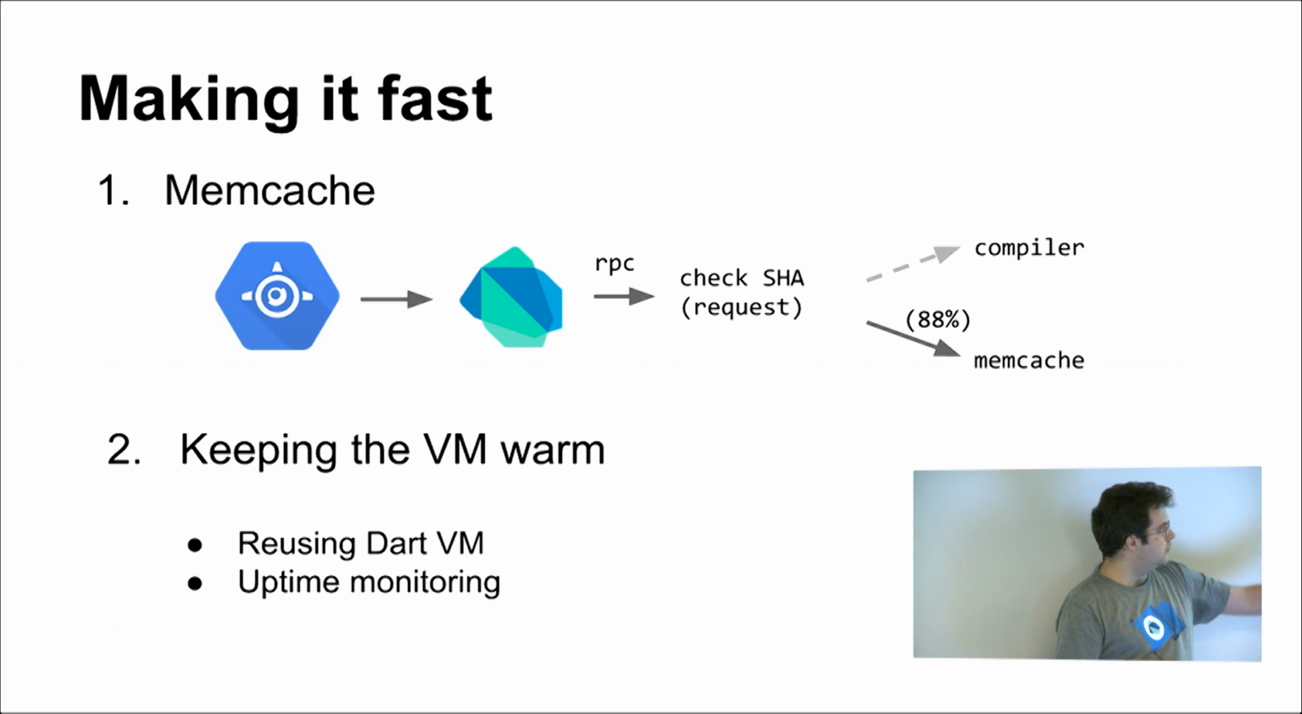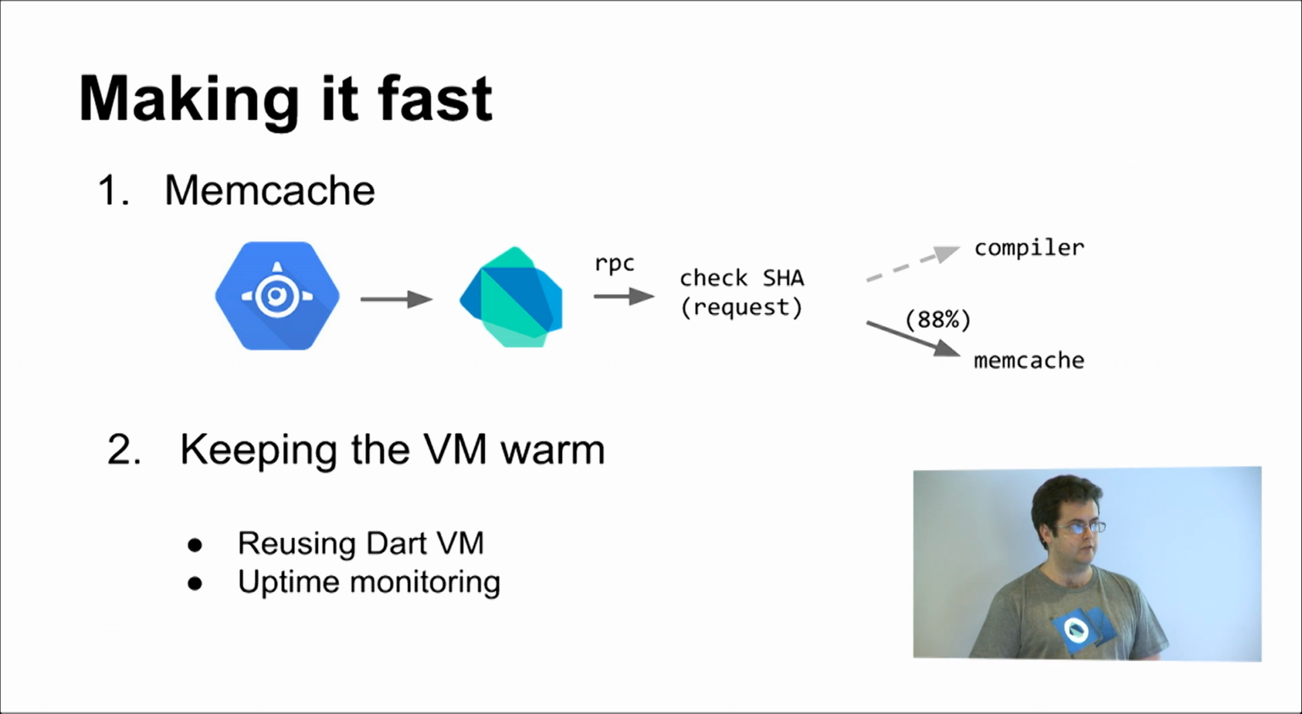And to give you an impression of how effective that is, we get memcache hits on between 88 and 90% of our requests. That cuts a huge loading out of the services.